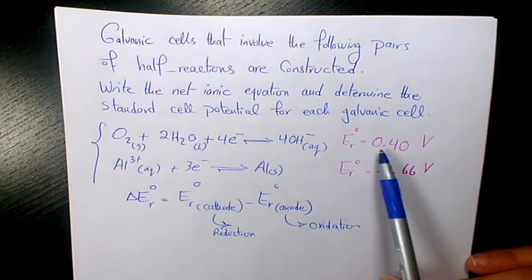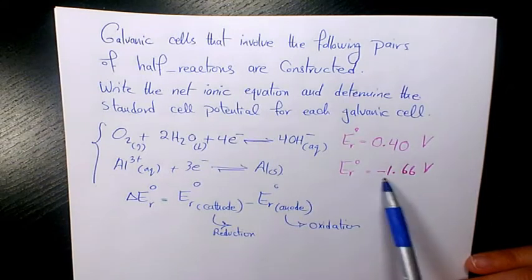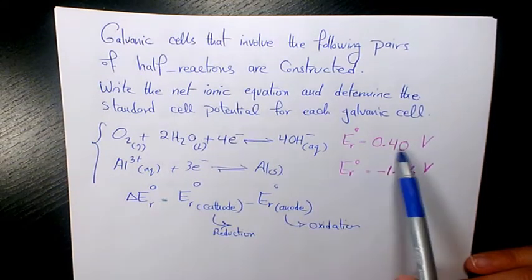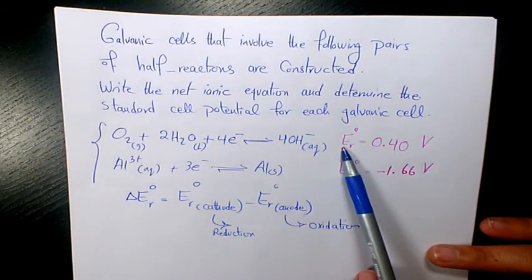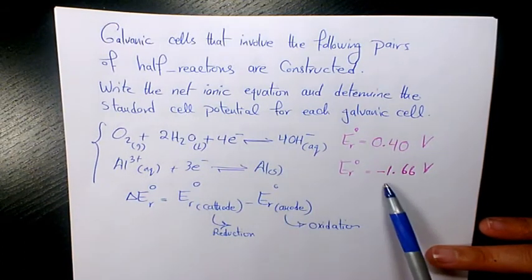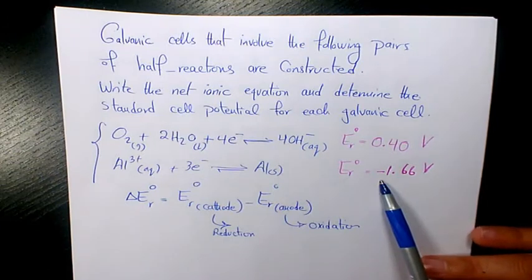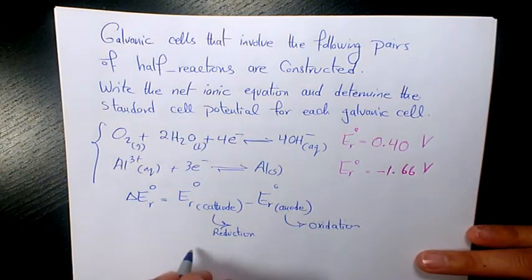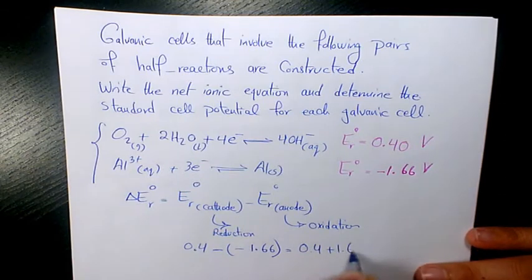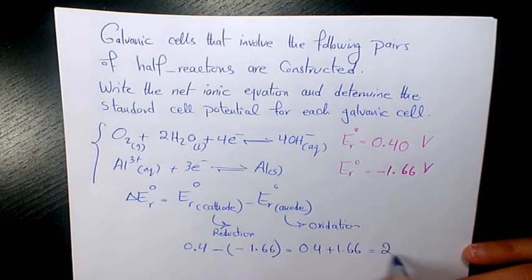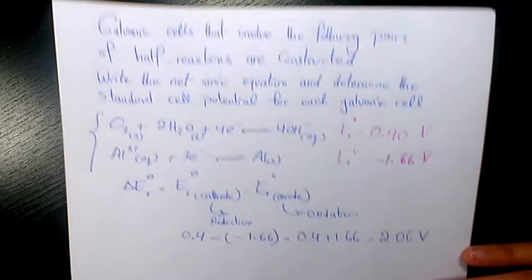So here we have plus 0.4, here you have negative 1.66. Since this one is bigger, it means that the first reaction is going to be reduction and the second reaction is going to be oxidation. So that's going to be 0.4 minus negative 1.66. That will make it 0.4 plus 1.66, and that's going to be 2.06 volts.